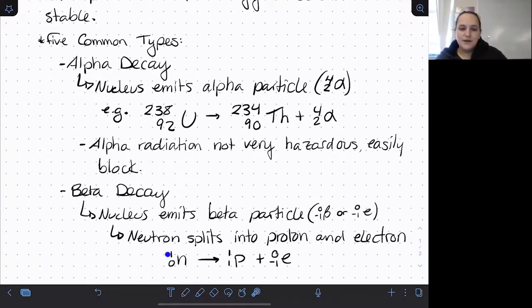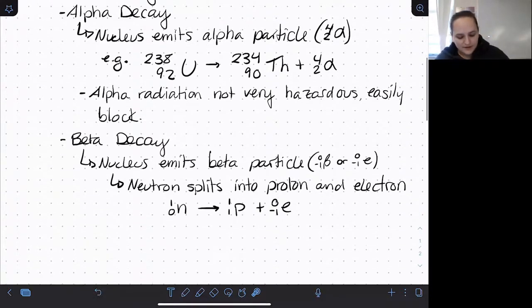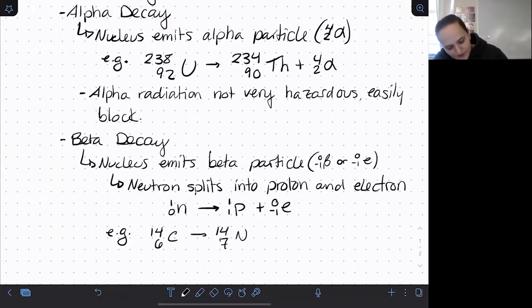We can see that on the left we have a mass of 1. On the right we have a total mass of 1. On the left we have a total charge of 0. Positive 1 and negative 1 makes 0. So this is a balanced process. This works in the same way that any other nuclear reaction does. And an example of this is one that we saw in the previous video, where carbon-14 turns into nitrogen-14, plus an electron is given off as well.